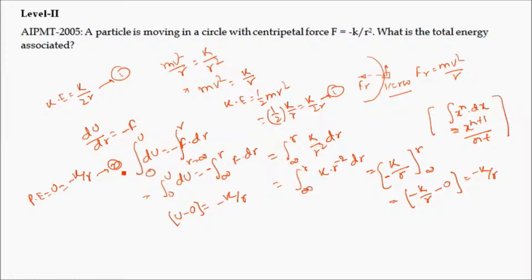This is equation 2. Now we have to calculate the total energy. Total energy is equal to the sum of potential energy plus kinetic energy, and if we add equations 1 and 2 we get the value of total energy. So the total energy comes out equal to minus k by 2r. This will be our answer.